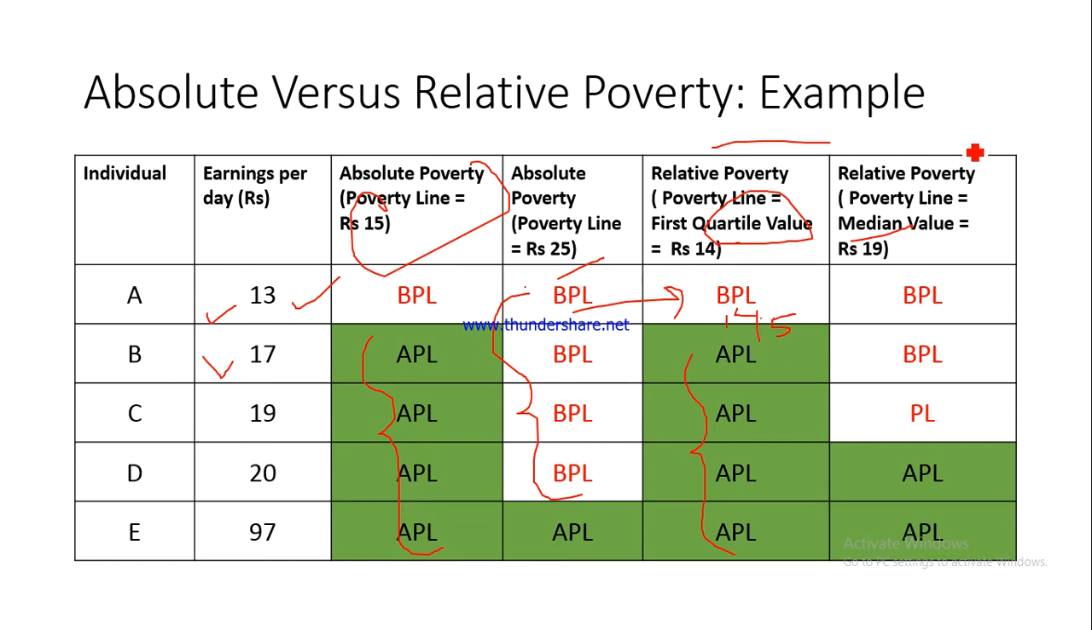Now let us fix the median value rupees 19 as the poverty line. Now what do we mean by the median value? The value which is exactly in the middle, 50% below and 50% would lie above the median value. So which one is the median value? 19. So all those who are earning less than 19, they would be BPLs. All those who are earning more than 19 would be APLs. Those who are earning exactly 19, they are exactly at the poverty line. Is that fine? So this is how we can calculate absolute poverty and relative poverty.